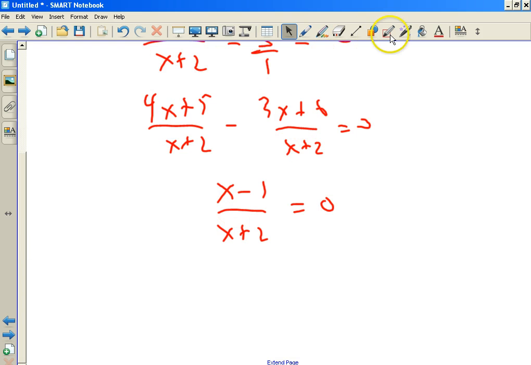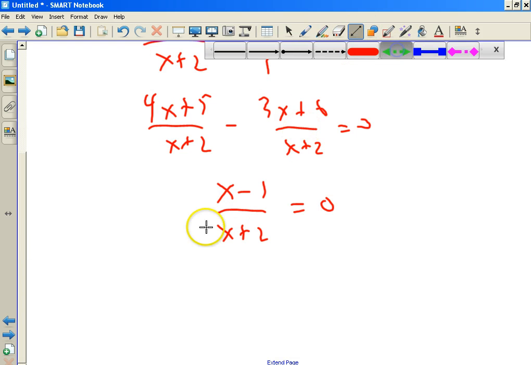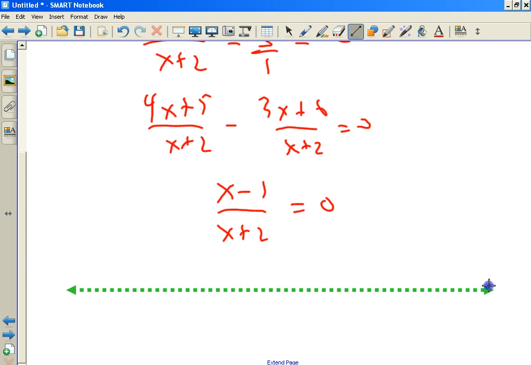All right, so here's your sign line. It's basically like an x-axis, right? Let's label the 1 and the negative 2. So if this is the origin, here's the negative 2, and here's the 1. Now the 1 is a 0, but the negative 2 is undefined. That's how I label that.